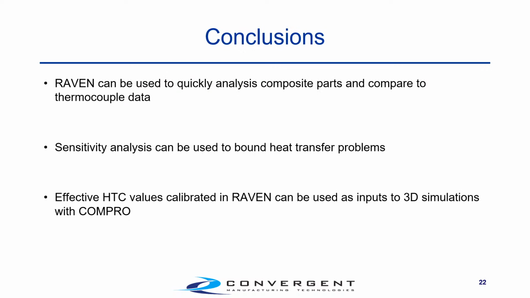In conclusion, we saw today that Raven can be used to quickly analyze composite parts and compare these to thermocouple or other data. It can be a powerful tool for doing sensitivity analysis and to bound these heat transfer problems. And the effective HTC values can be calibrated in Raven and then used as inputs into 3D simulations with Compro, for example.